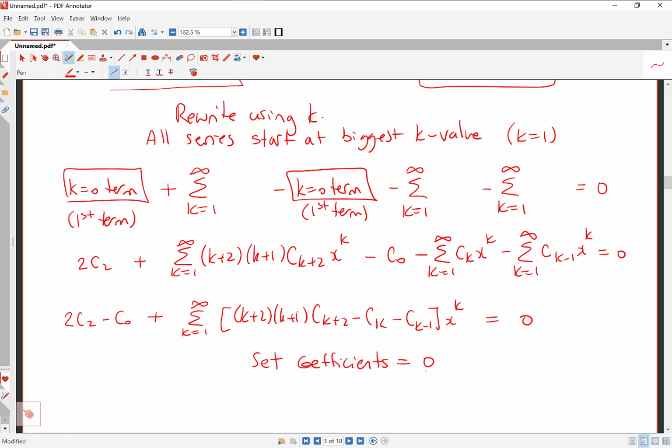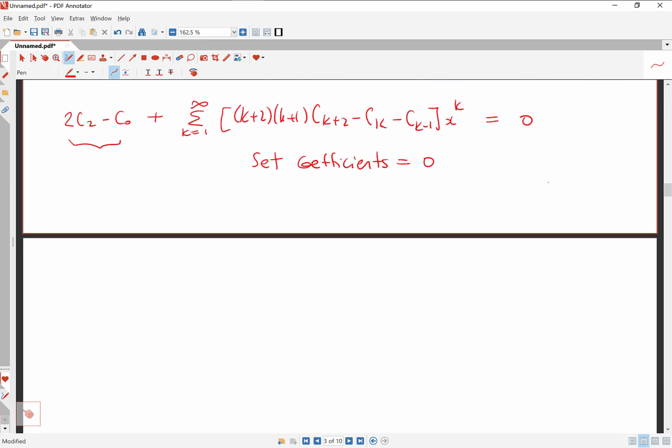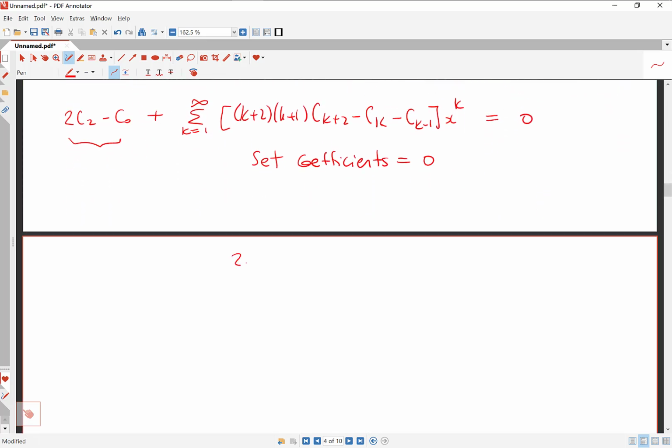So let's look at our constant term over on the left side of the screen. It must be the case that 2C2 minus C0 is equal to 0. That's our constant coefficient, so that's got to be equal to 0. And what we like to do is just solve for the higher coefficient in terms of the lower coefficient. So that's telling us that C2 is equal to C0 over 2.